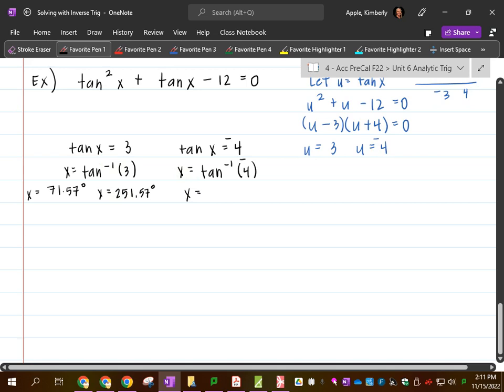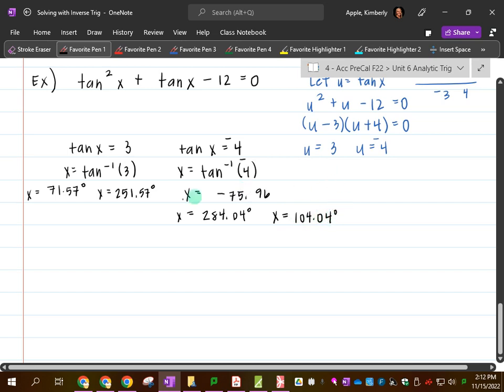So tangent inverse of negative 4 is going to give me negative 75.96. Is this in the range that I have been asking for? No, so you have to find a coterminal angle: add 360 degrees to get the first solution. If you add 180 to this one, it's going to go over. So what do you need to do instead? Back it up. We'll subtract 180 and get 104.04.